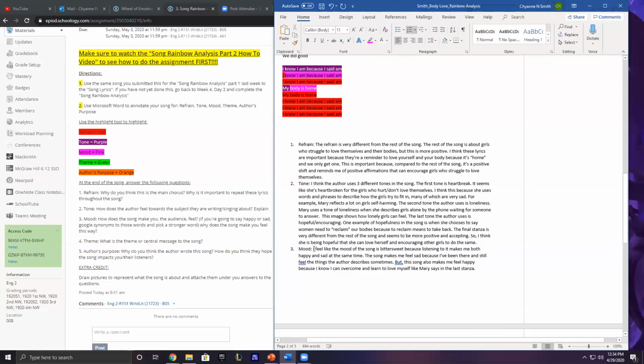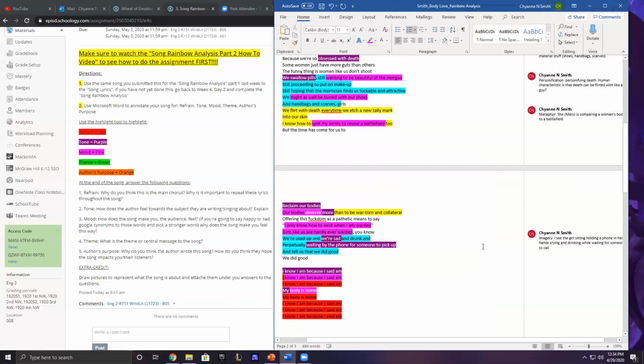So to recap, the mood, the way this song makes me feel: I feel like the mood of the song is bittersweet because listening to it makes me both happy and sad at the same time. The song makes me feel sad because I've been there and still feel the things the author describes sometimes. But this song also makes me feel happy because I know I can overcome and learn to love myself, like Mary says in the last stanza.